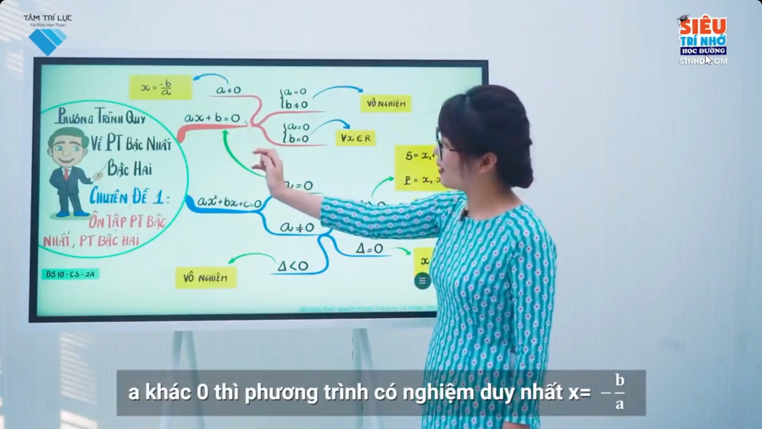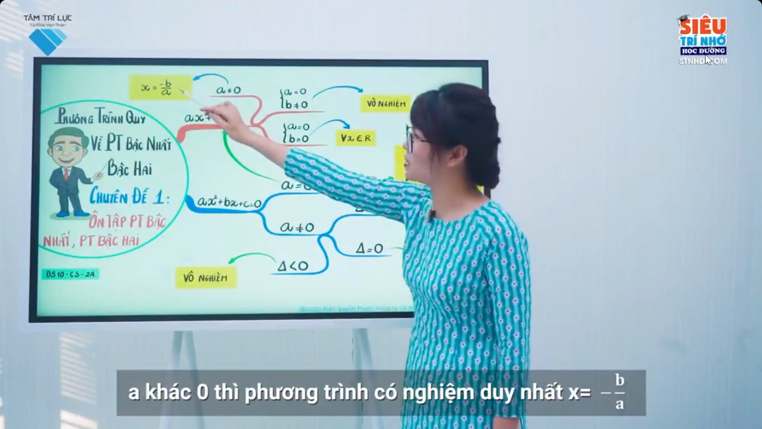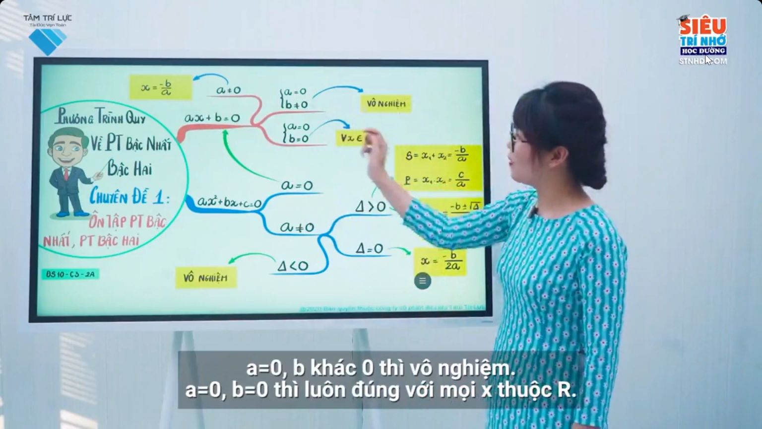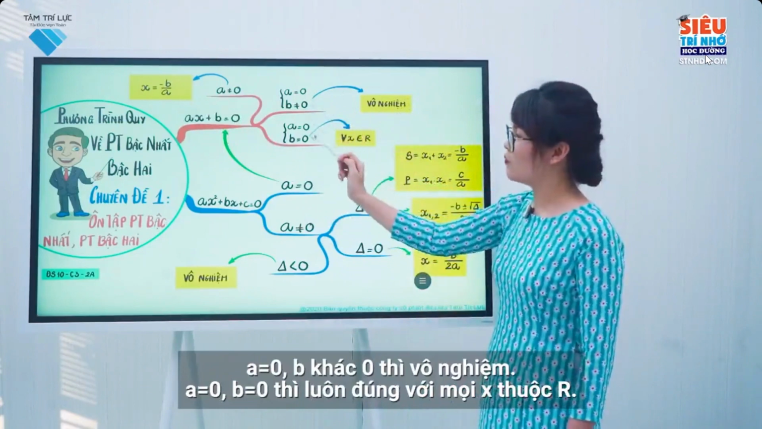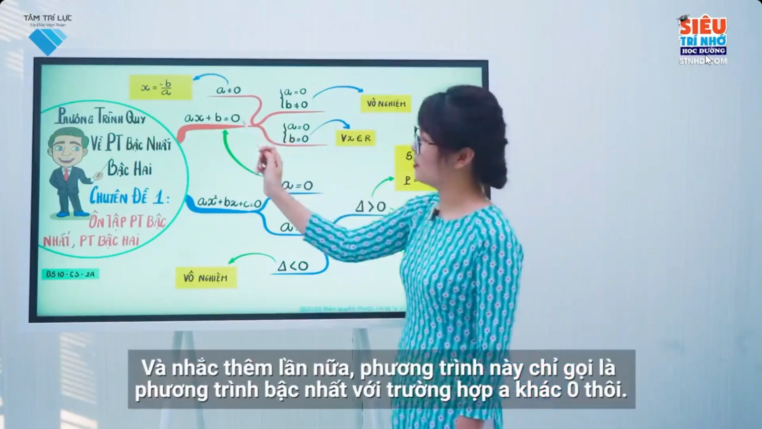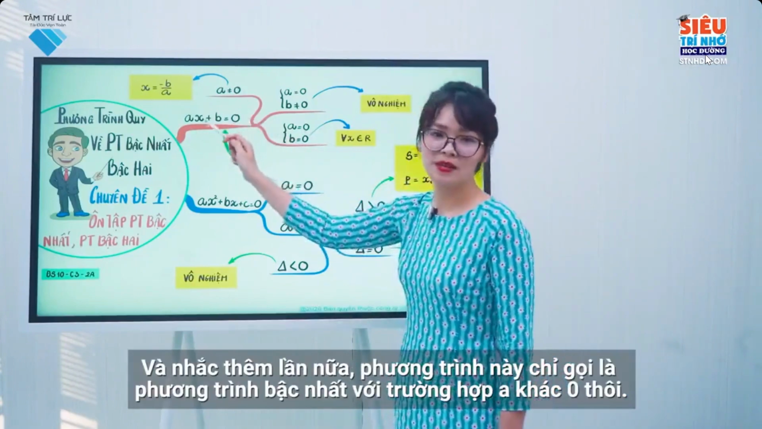a isn't 0, so the equation has a unique root of x, which is negative b over a. a is 0 and b isn't 0, so the equation has no root. a is 0 and b is 0, so the equation is always true for every x in R. One more thing to remember is that an equation is a linear one only if a isn't 0.